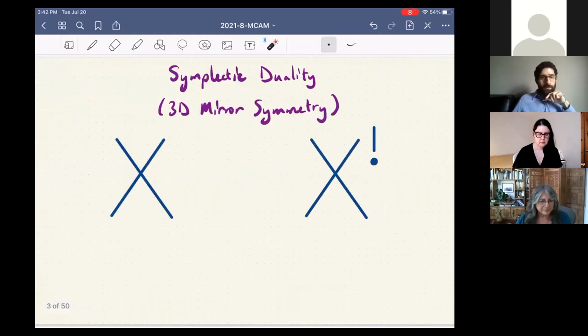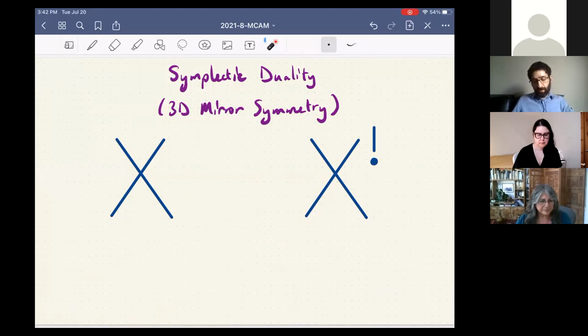So I want to set the stage by talking briefly about what is called symplectic duality. This is a form of mirror symmetry. It originates in physics in so-called 3D mirror symmetry, but it has become a subject in and of itself. And it's become a duality between, if you like, arbitrary symplectic varieties with some additional structure.